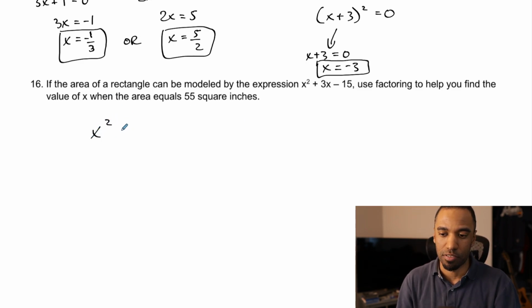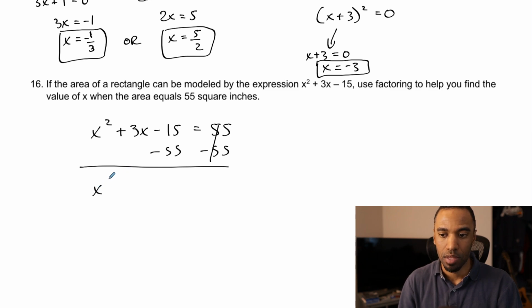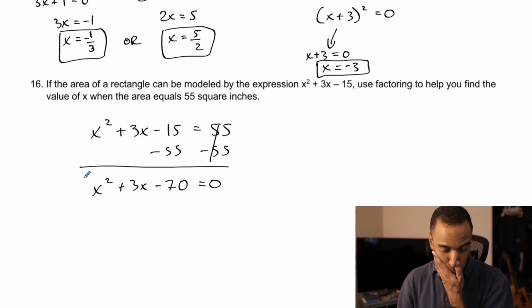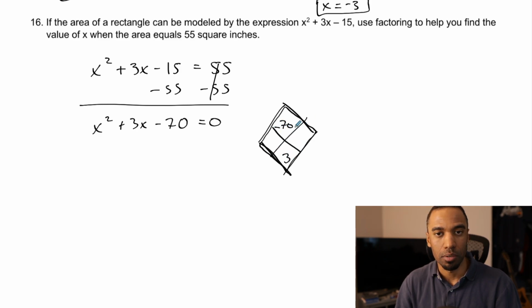But I am going to set it equal to 55. X squared plus 3x, excuse me, 3x minus 15 equals 55. Set it equal to 0 like the other one. Subtract 55 from both sides right here. Negative 15 minus 55 is negative 70. So x squared plus 3x minus 70 equals 0. What two numbers multiply to make negative 70 and add to make 3? It does help to try some of the obvious ones, like 7 times 10.